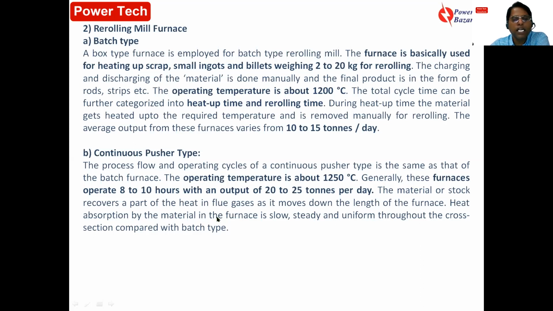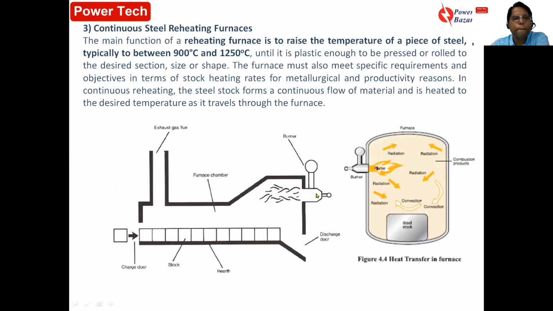The heat absorption by the material in the furnace is slow, steady, and uniform throughout the cross section compared to batch type. So here we can get steady, uniform heating because this is a pusher type in which continuous heating is carried out. This furnace normally operates 8 to 10 hours with an output of 20 to 25 ton per day. Now this is a continuous steel reheating furnace. Here, in the case of the reheating furnace, the steel is typically heated between 900 degrees centigrade and 1250 degrees centigrade until it is plastic enough to be pressed or rolled to the desired section, size, or shape.